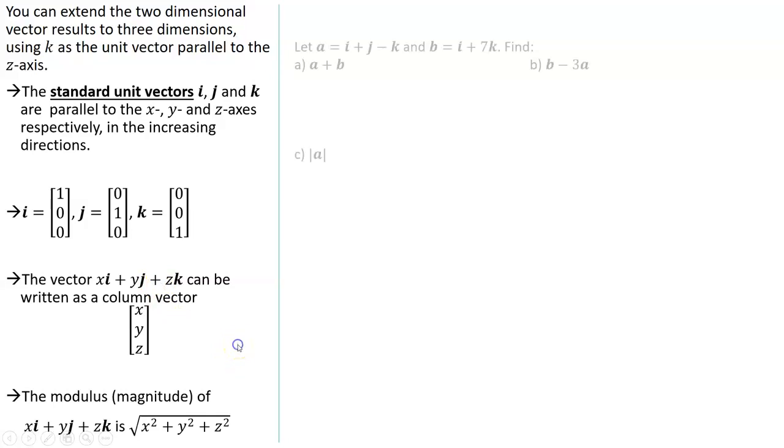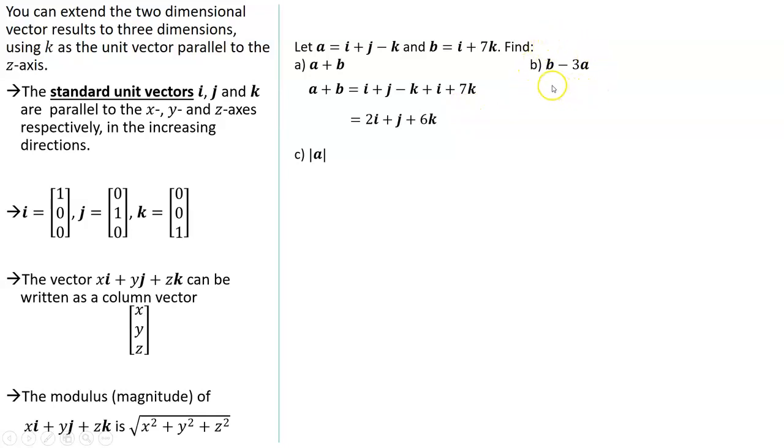Let's have a look at an example now. So I'm given 2 vectors in 3 dimensions, a and b. First I need to find a plus b. So that's simply this one plus this one. Then I collect the like terms up. So I've got 2 i's here, I've got 1 j, and I've got negative k plus 7k. That gives me 2i plus j plus 6k.